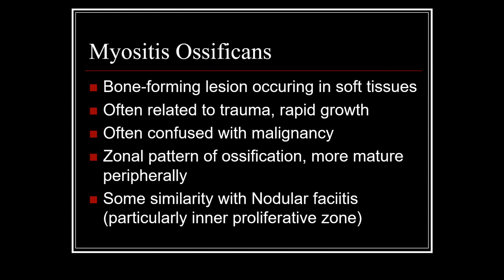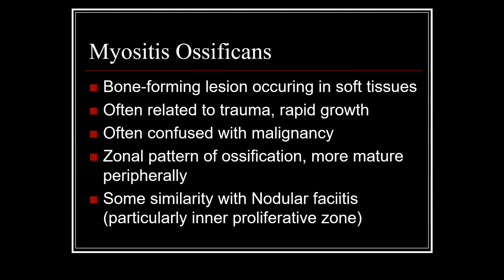Myositis ossificans is a bone-forming lesion occurring in soft tissues. We know that it does have some traumatic background, but it also has a genetic component, or at least a mutational component, related to other similar lesions like, I'm blocking on it here. Senior moment here. Nodular fasciitis and so forth. But this can oftentimes be confused with malignancy.